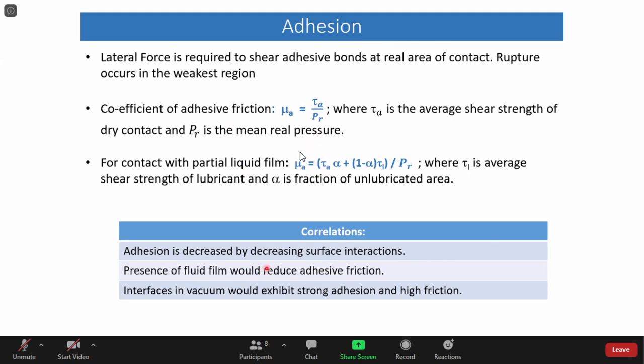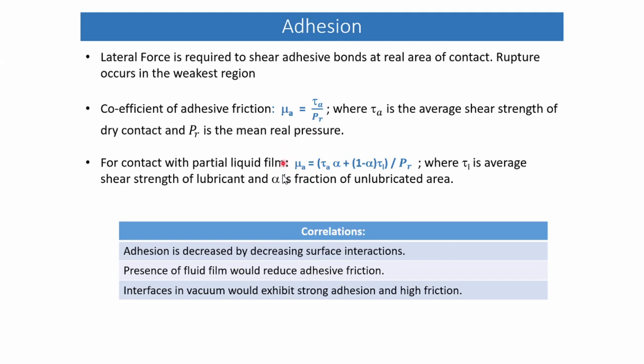For example, adhesion decreases by decreasing the surface interactions, because tau_A decreases, so mu_A decreases. The presence of fluid film reduces adhesive friction, because when fluid film increases, the alpha fraction goes down, which means 1 minus alpha increases. So the contribution of the liquid shear strength increases. Now, liquid shear strength is lower than the solid, therefore the overall friction decreases. And finally, in vacuum, because you don't have liquid, the friction coefficient increases.